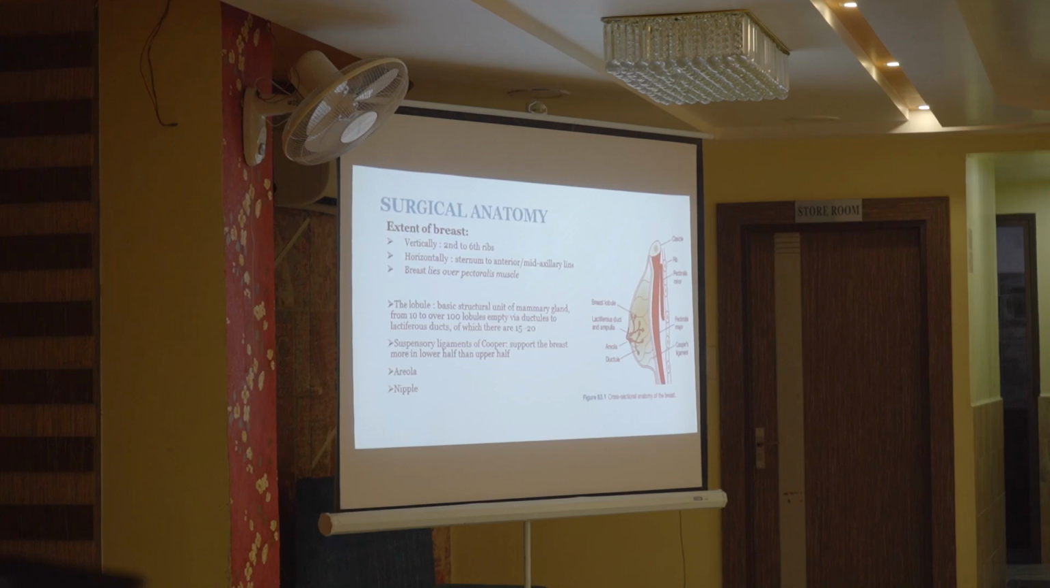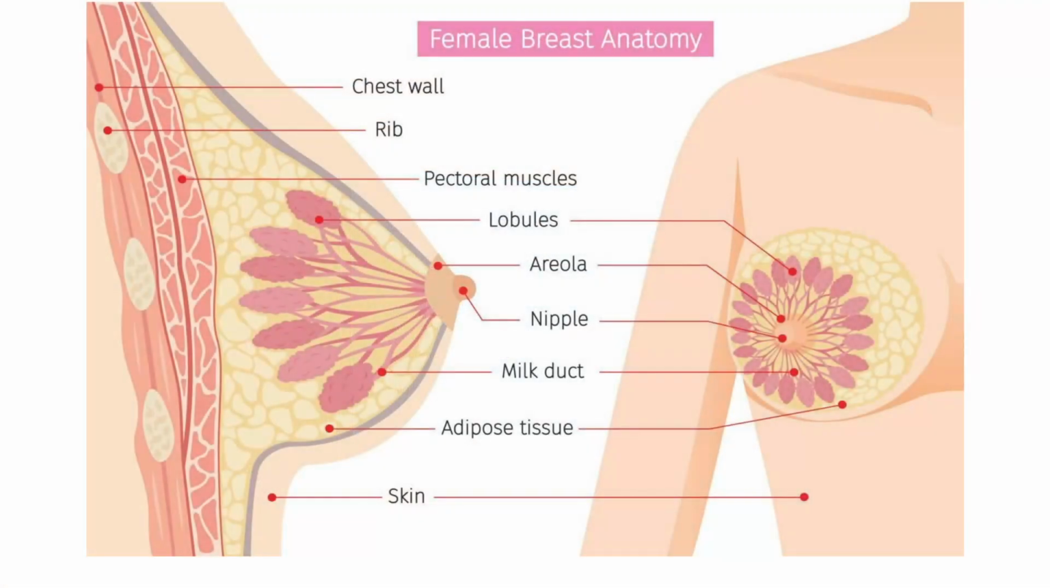There are so many lobules, from 10 to 100, that are emptied through the ducts, the lactiferous ducts, of which there are 15 to 20. You can understand well, it is being seen in the diagrams. There is the suspensory ligament of Cooper, which supports the breast more in the lower part than the upper part. There is the areola and then there is the nipple. These are the basic structures; you can see very well in this diagram, the female breast anatomy.